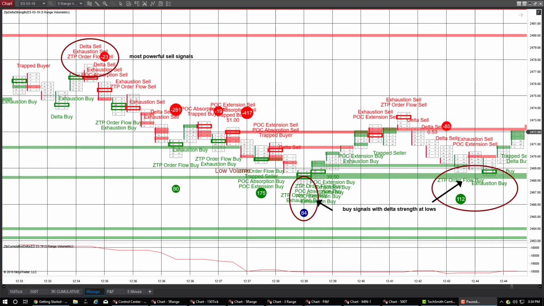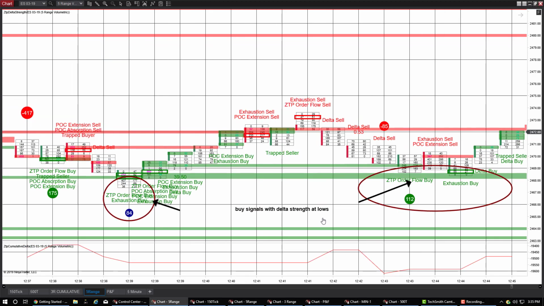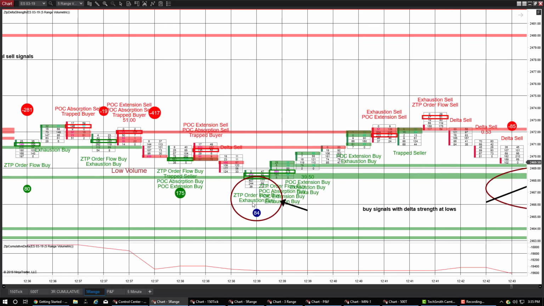The next thing we want to look at is the order flow chart. On the order flow chart where the tick divergence pattern was, we see that we had an exhaustion signal plus a ZTP order flow signal. And those are two of the most powerful signals that we're going to have. Down here at the tick divergence exhaustion trade, again, we had that same combination of patterns, a ZTP order flow and an exhaustion. And we can also see that we had delta strength buying down here.